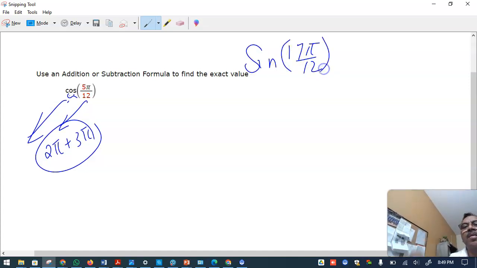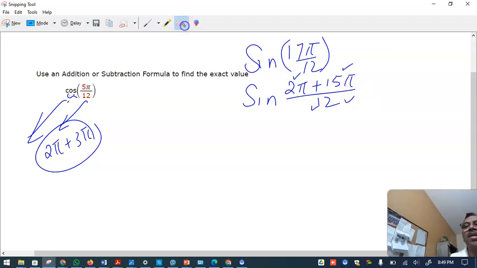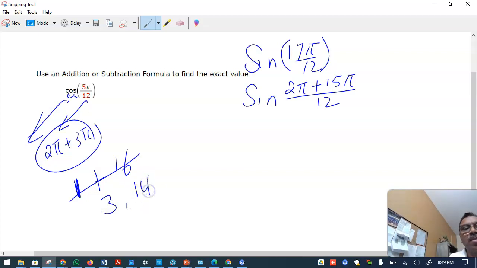In such a case, we can write this as 2 pi plus 15 pi, because 2 and 15 add up to 17, and 2 divides 12, and 15 also reduces with 12. Some of you may ask why only 2 and 15. Why can't it be 1 plus 16? Because 16 will not divide 12. And why not 3 and 14?